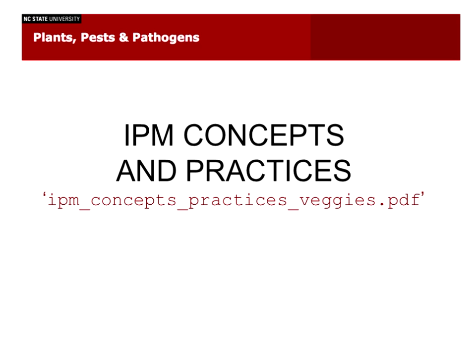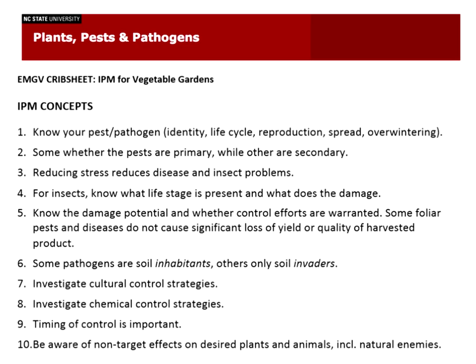As far as IPM concepts and practices, this sheet is not that different from the one we showed you earlier for the woody ornamentals, but of course some things are going to be different because of the nature of an annual type crop. A concept here having to do with the soil inhabitants or invaders, I'll mention on another slide in a moment. And also to again emphasize, sometimes these foliar pests and diseases don't cause really significant loss of yield or quality of your harvested product. So think twice before you decide that some kind of action is needed.